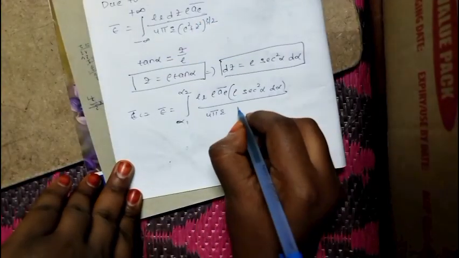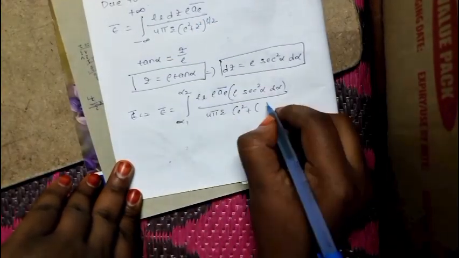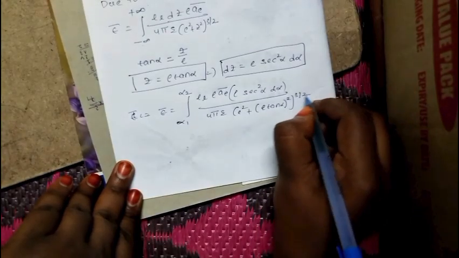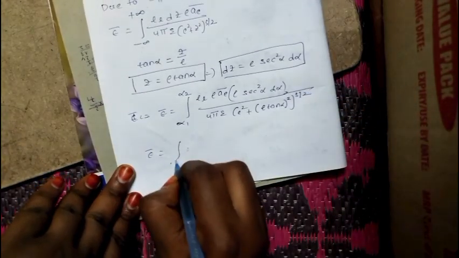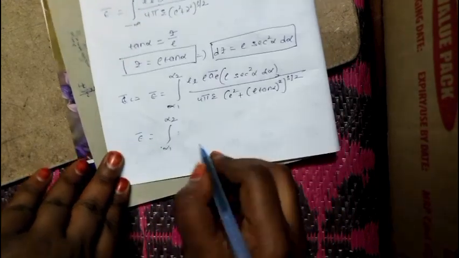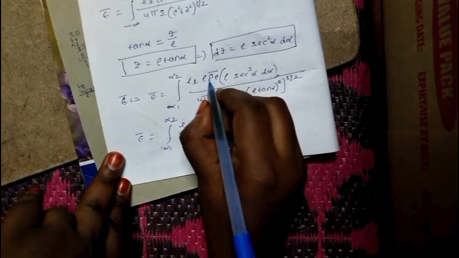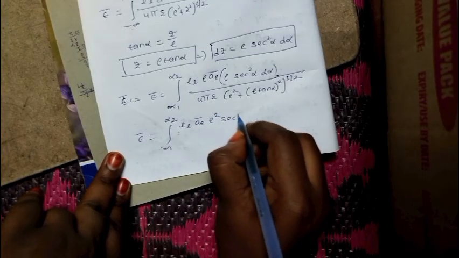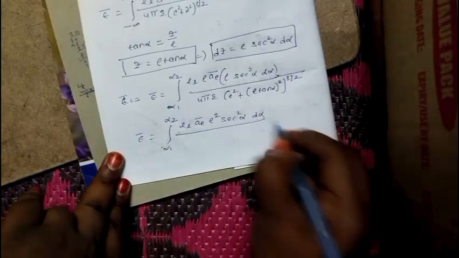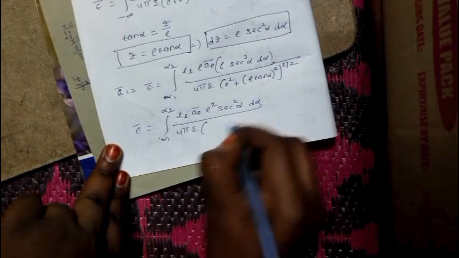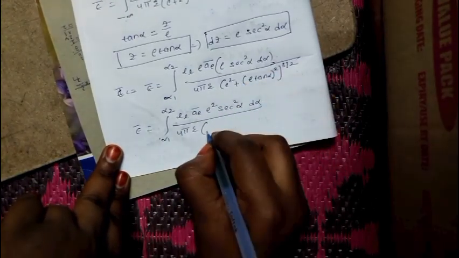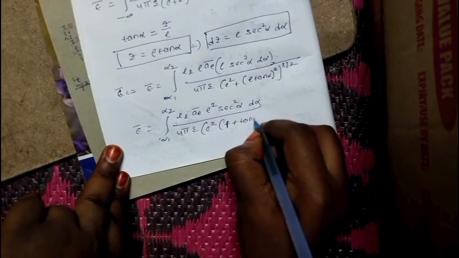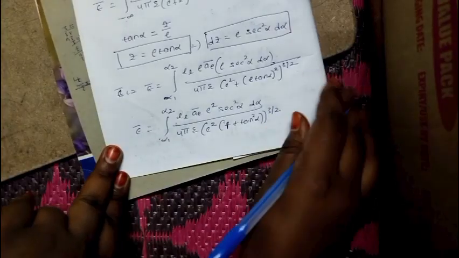Rho square plus z square is rho square plus (rho tan alpha) whole square, whole power 3 by 2. Next, E bar is equal to the integral from alpha 1 to alpha 2 of rho L, this rho square, a rho bar, rho square secant square alpha d alpha by 4 pi epsilon. This rho square is common, 1 plus tan square alpha whole power 3 by 2.